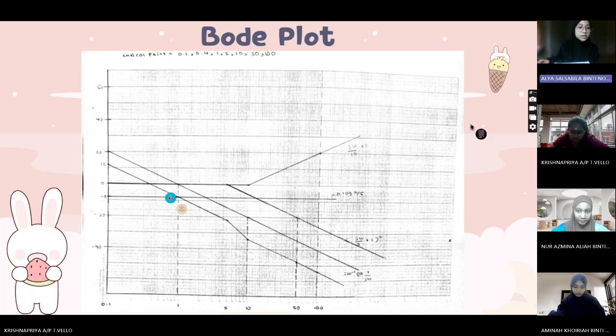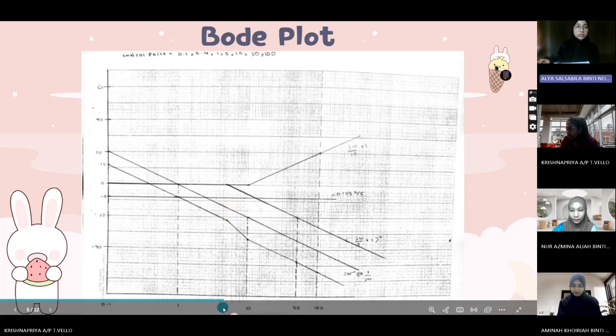So for 1 radian per second, we have 0 here, and then we have negative 8 here that crosses with 1 here. So we will get negative 8. So plot at negative 8. And then we have for 5 radian per second, here negative 8 and negative 14 here.